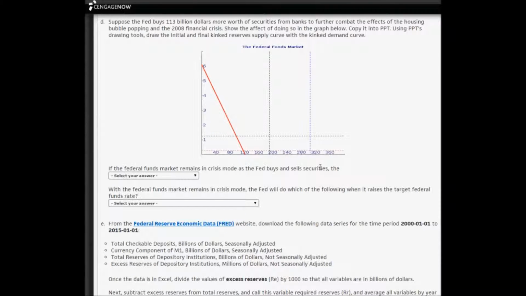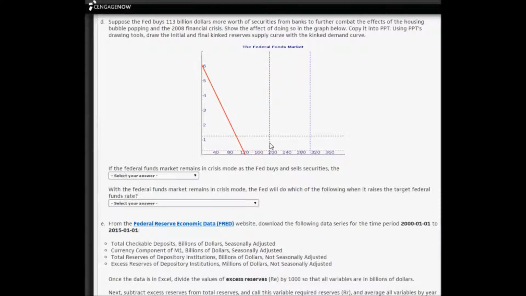Suppose the Fed buys $113 billion more worth of securities for banks to further combat the effects of the housing bubble popping and the 2008 financial crisis. So what happens here is the supply of reserves goes from this kinked line now to this kinked line. Since the demand curve, which is now kinked at interest on reserves, crosses the old and new supply curve for reserves at the same height, 0.25, the federal funds equilibrium interest rate does not change, but the quantity of reserves changes considerably.